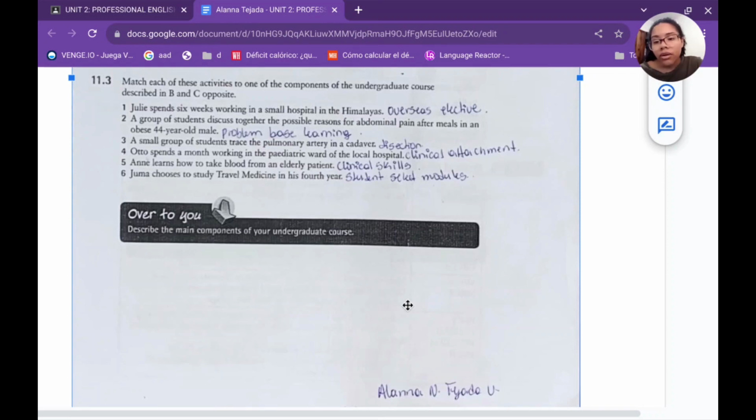Otto spends a month working in the pediatric ward of the local hospital: clinical attachment. Annie learns how to take blood from an elderly patient: clinical skills. Juma chooses to study travel medicine in his 4th year: student-selected modules.